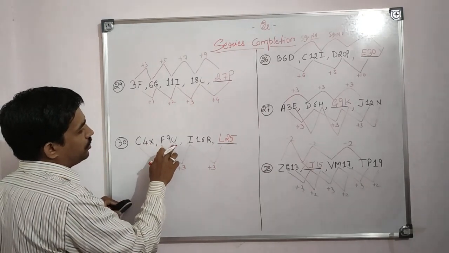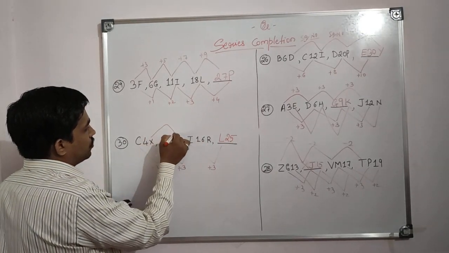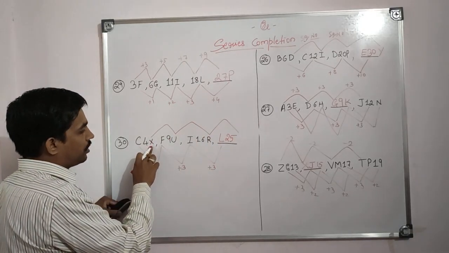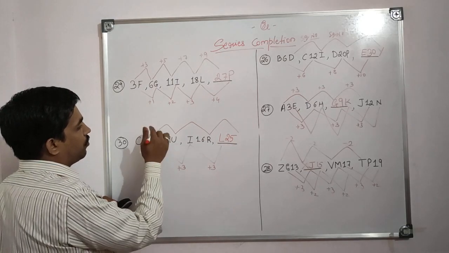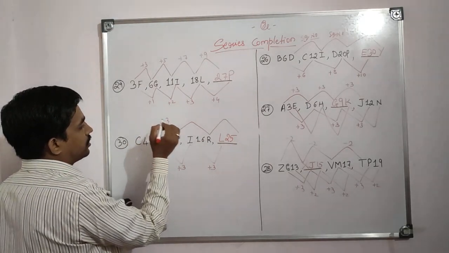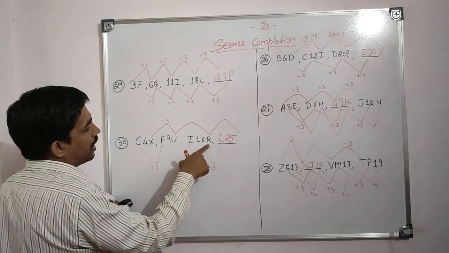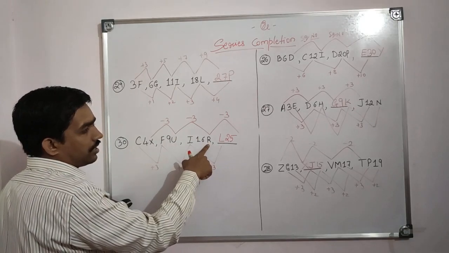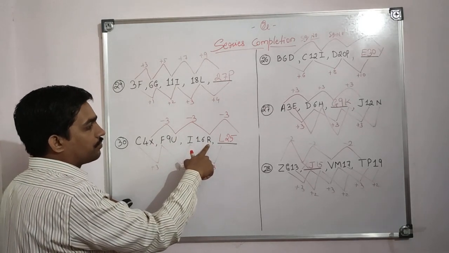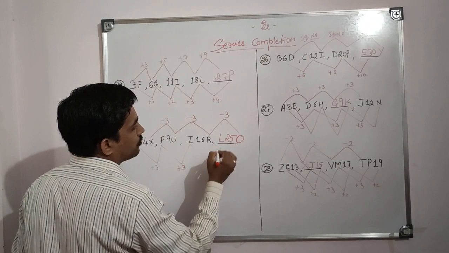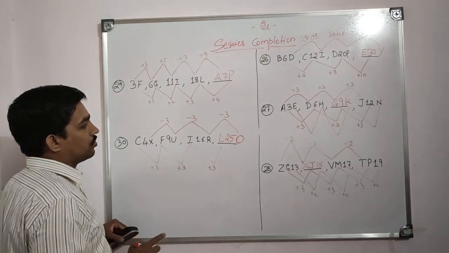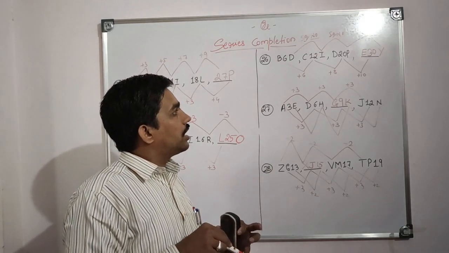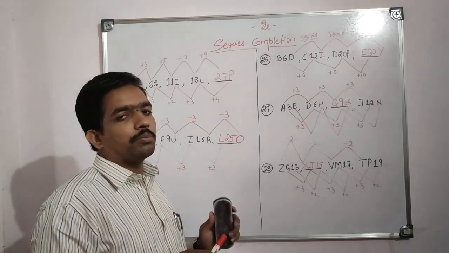And then X, U, so it is decreasing. X is 24, U is 21, which means minus 3. U is 21, R is 18, minus 3. So it should be minus 3 again: R is 18, 18 minus 3 is 15, and the 15th letter is O. So this is all about these 5 questions, and I wind up this chapter here.